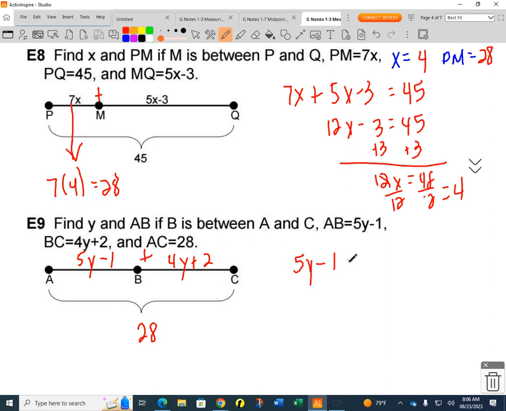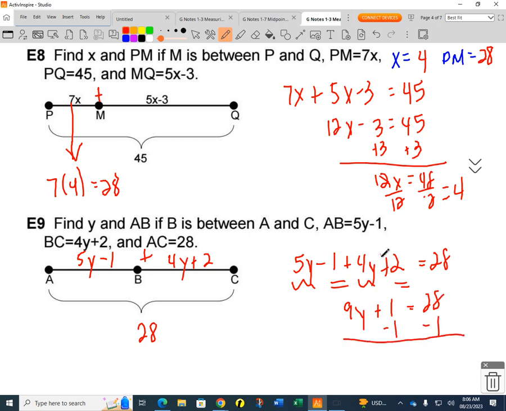5y minus 1 plus 4y plus 2 equals 28. I'm going faster than normal. So combine your like terms. That's 9y plus 1 equals 28. I'm not going to walk you through all the steps on here. 9y equals 27, and y equals 3. So we needed to know what y is. That was one of our questions.